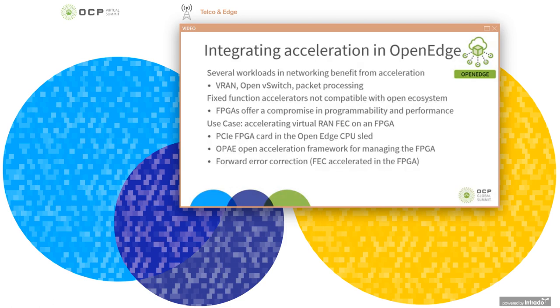Hi, this is Mikko Suni from Intel. Next, let's have a look at why and how one could do acceleration in an edge server. Firstly, there are several workloads in networking that will benefit from acceleration, examples being virtual RAN, Open vSwitch, and other packet processing like IPsec. Fixed function accelerators are troublesome in an open ecosystem from the viewpoint that they only do one thing, and it may not be possible to know in advance what the platform should run in a year ahead, or if it has to actually swap between different workloads on an edge deployment.